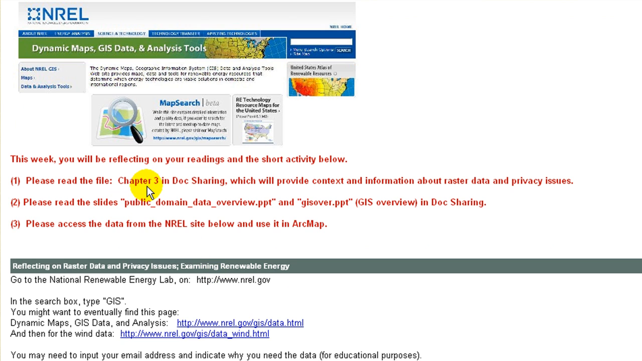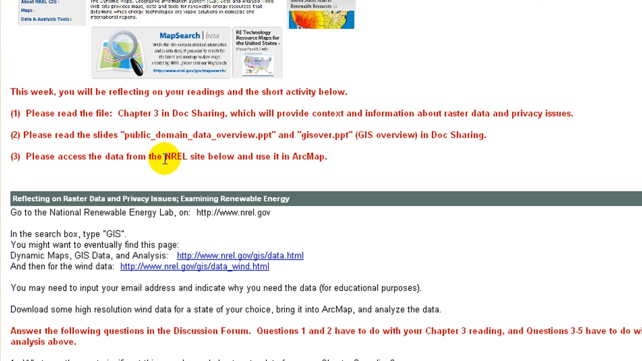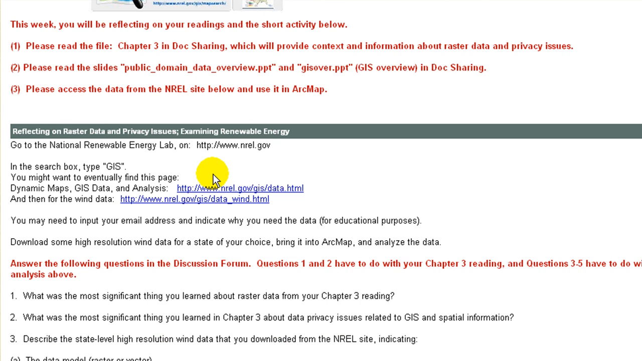Read the file Chapter 3, again from the GIS Guide to Public Domain Data, which will provide context and information about raster and privacy issues. Please read the slides Public Domain Data Overview and GIS Overview, which I have created and posted. Number 3, please access the data from the NREL site below and use it in ArcMap.